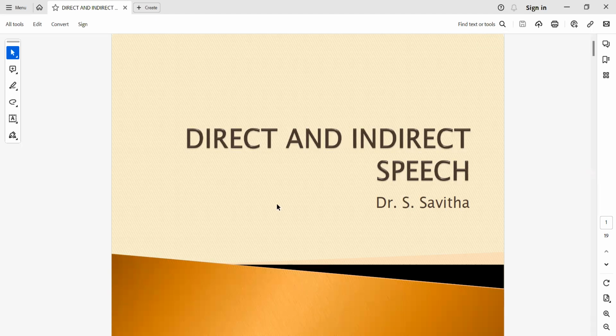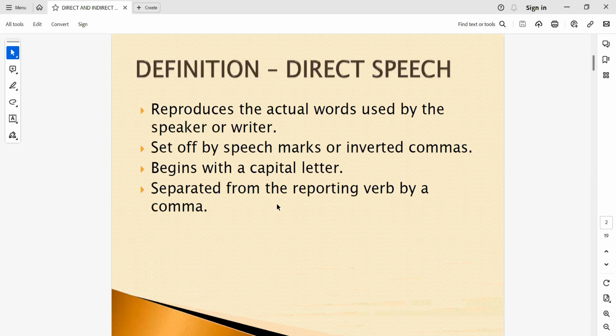Direct speech reproduces the actual words used by the speaker or writer. Indirect speech, also called reported speech, is used when someone else is reporting what was said or written. Let us understand what happens in indirect speech, when direct speech undergoes a number of changes when it is turned into indirect speech.